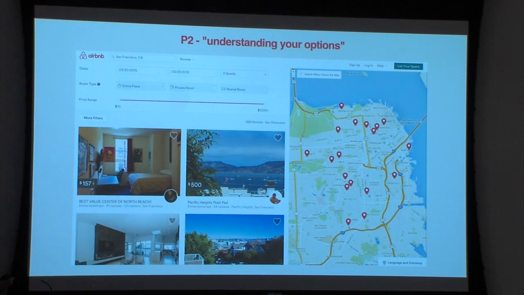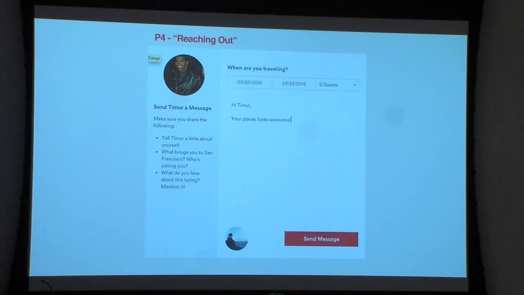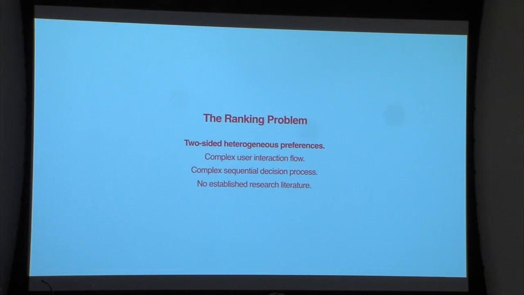On this second page, which we call the search results page, you can also refine the results. If you really like a listing, you can go to the third page, which we call P3, where you can find more details about the listing. If you really like it, you can contact the host, and request to book or send a message. Here you send a message to the host and ask questions, and after that the host can respond back with a different response.